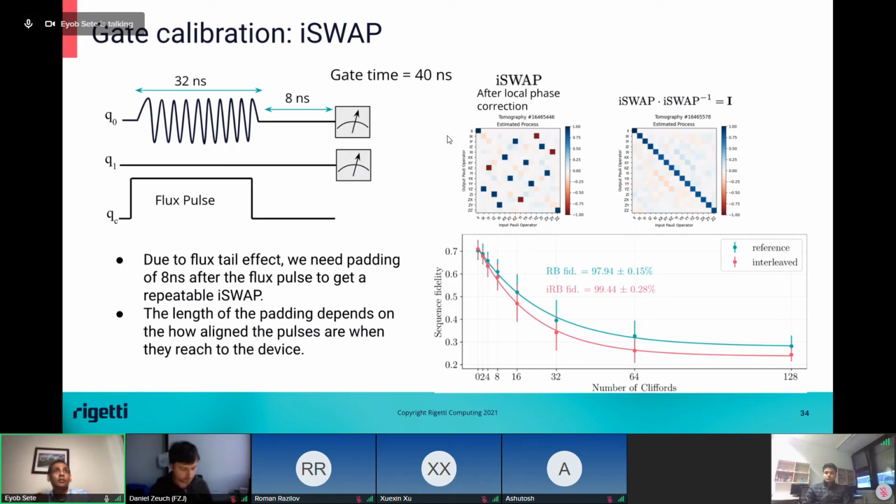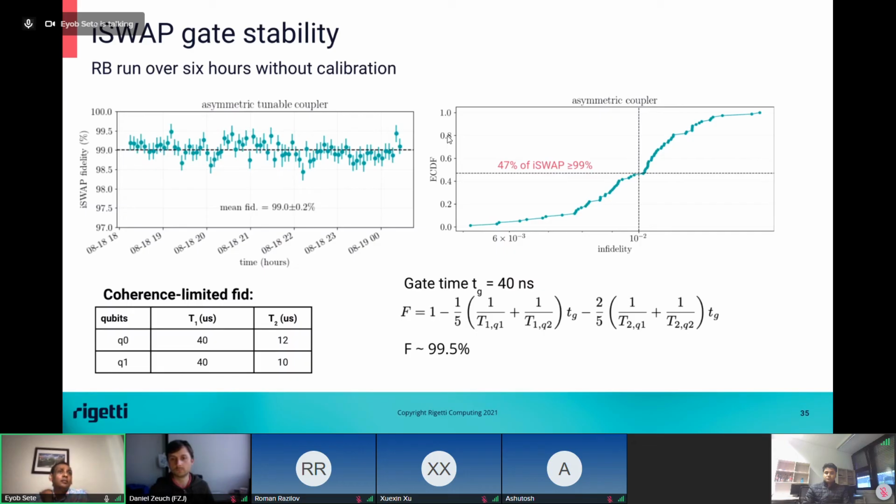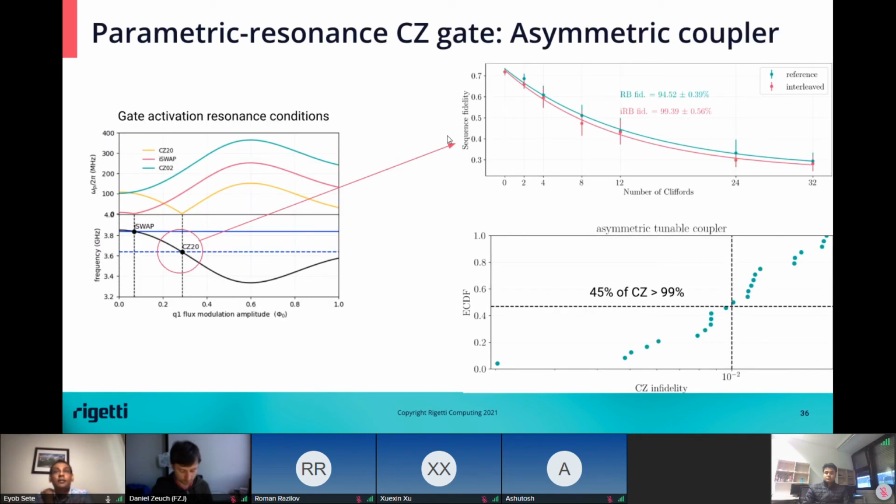So this is kind of the TDF of this gate. It's a very stable gate. Again, this is 10 microseconds under modulation. The gates are limited by T2, which is what we expect. The same thing for CZ. Here, we were able to get more than 99% gate, and over time we saw some variation, but still, we get 45% of the gates more than 99%.